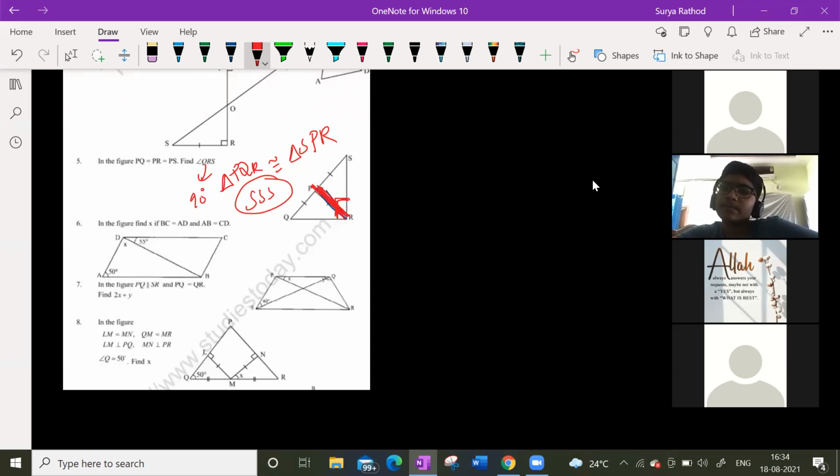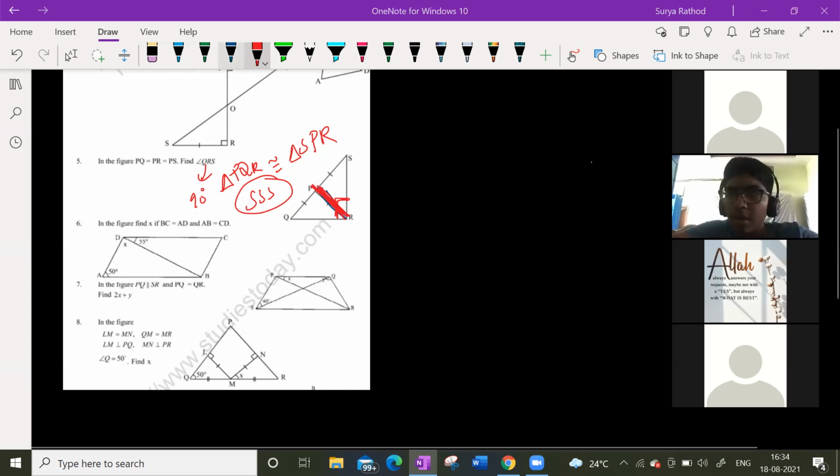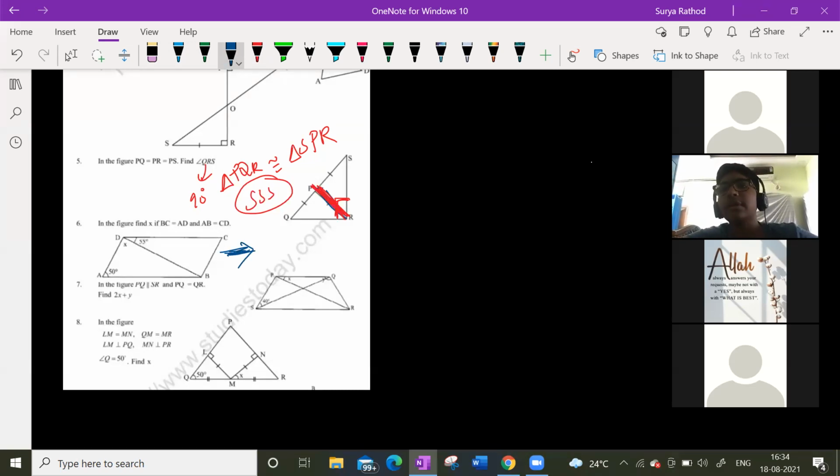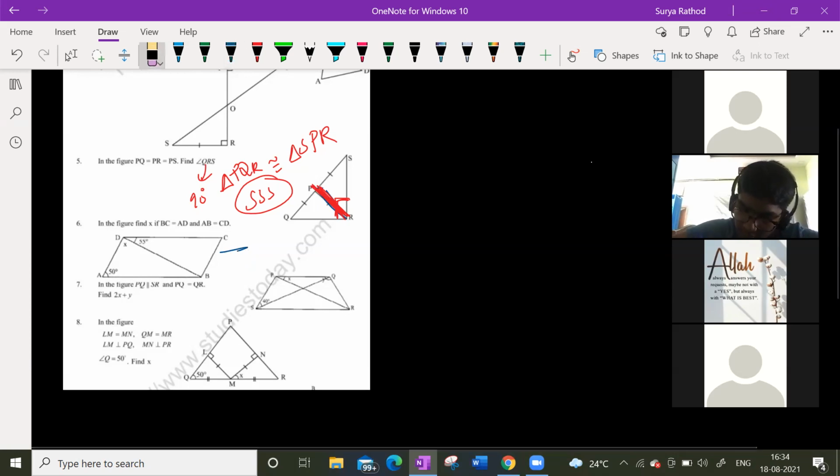Next, can I say this one? In the given figure, find the value of x. How can I find the value of x here? Tell me. Sir, 55 we can take, sir, because of adjacent. Here, BC is equal to AD, given. Okay, AB is equal to CD. Yes, of course, I know that in a parallelogram opposite sides will be equal.